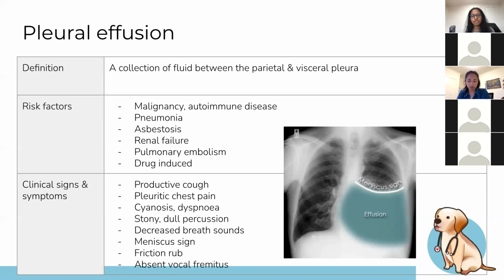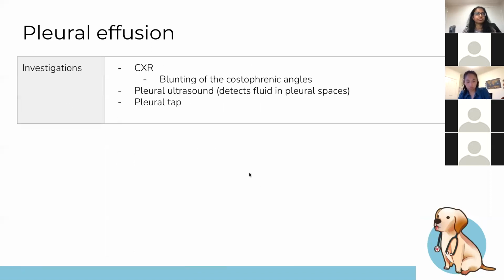We also get meniscus sign. So meniscus sign is just literally this thing over here. The pleural effusion will literally just present as a meniscus, kind of. And we will also hear a friction rub. Okay.